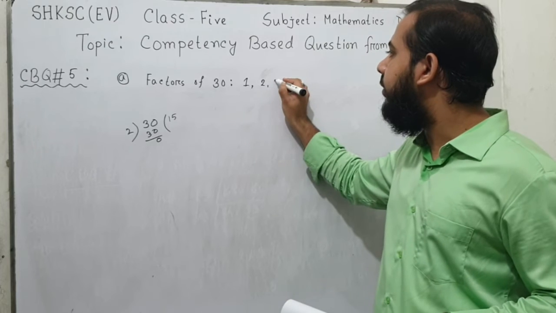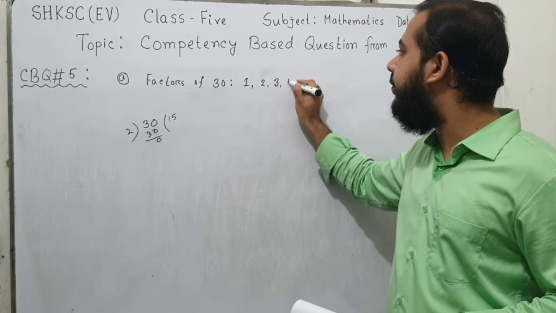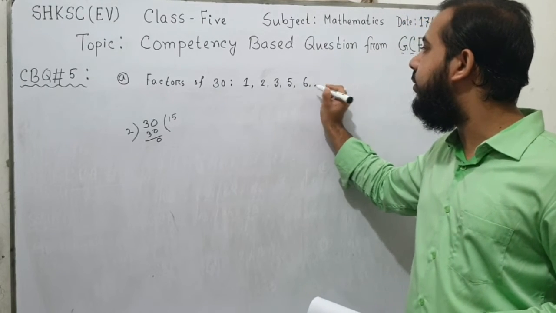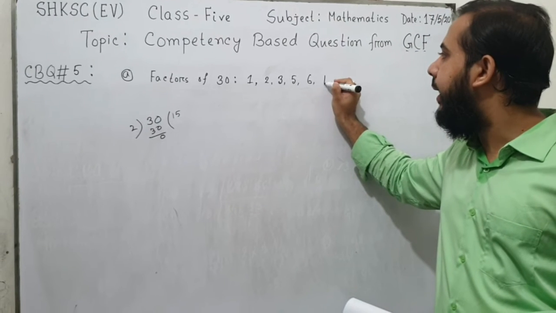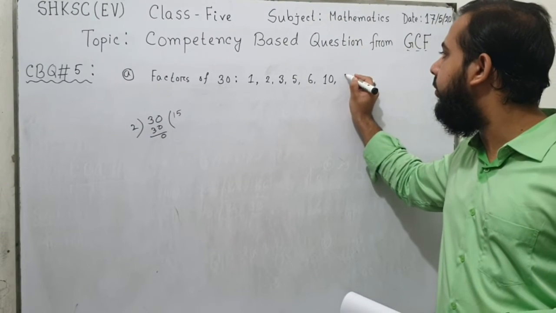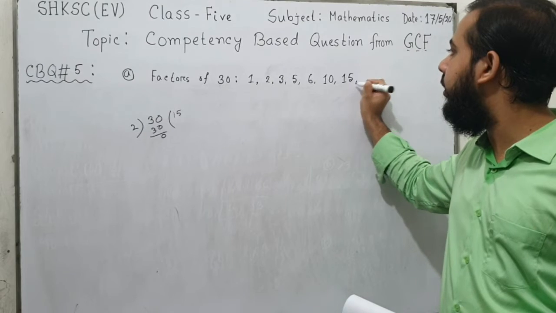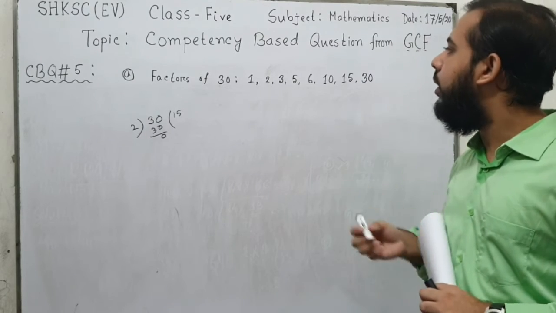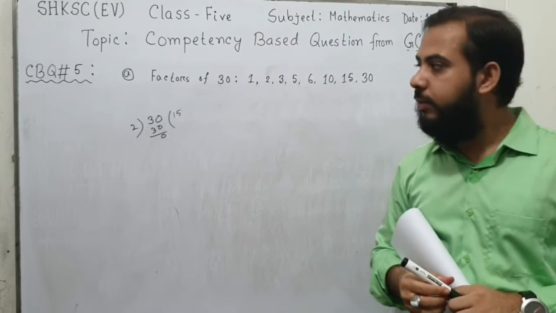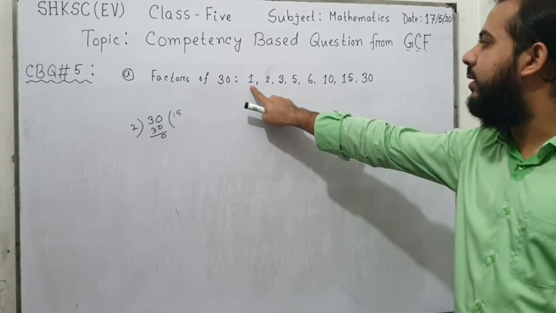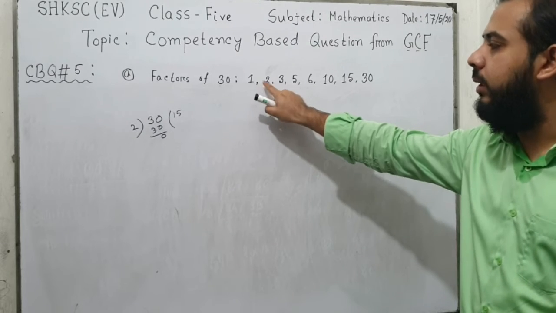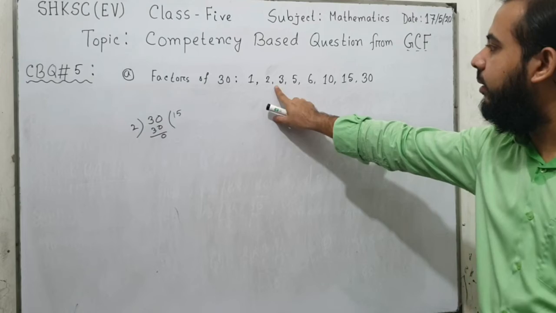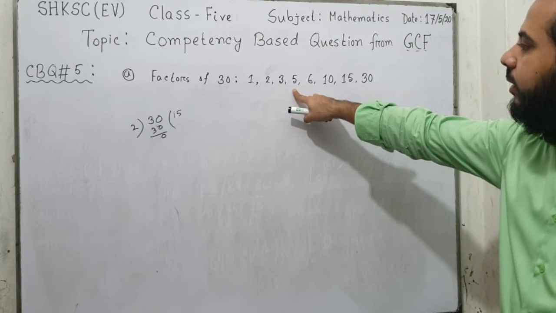We can divide by 3, by 5, by 6, by 10, by 15 and by 30. So these are the factors of 30. 1 is a factor of 30, 2 is a factor of 30, 3 is a factor of 30, 5 is a factor of 30.